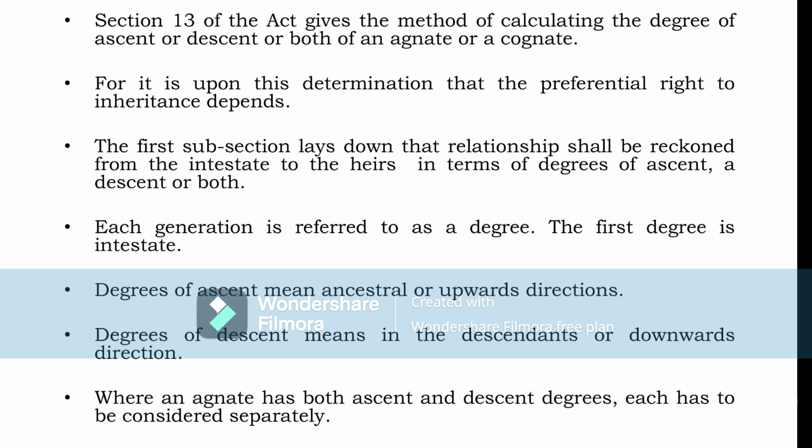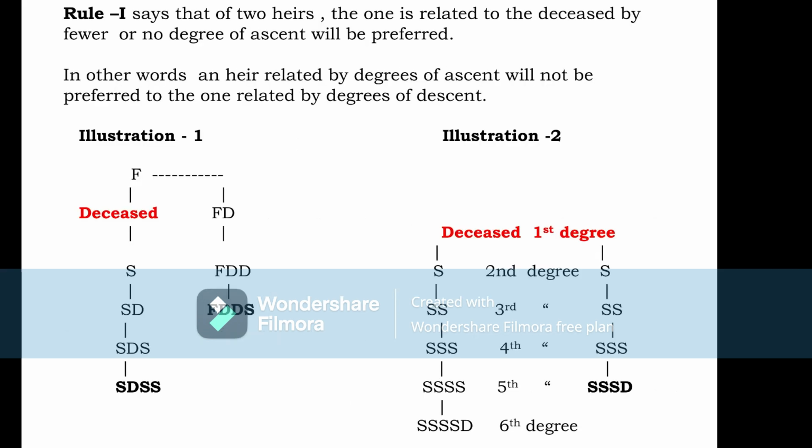The first subsection says relation shall be reckoned from the intestate to the heirs in terms of degrees of ascent or descent or both. From the intestate you have to count degrees. Each generation is referred to as a degree. The first degree is the intestate. Degree of ascent means ancestors upwards. Degree of descent means descendants in the downward direction. Where the agnate has both descent and ascent degrees, each has to be considered separately.